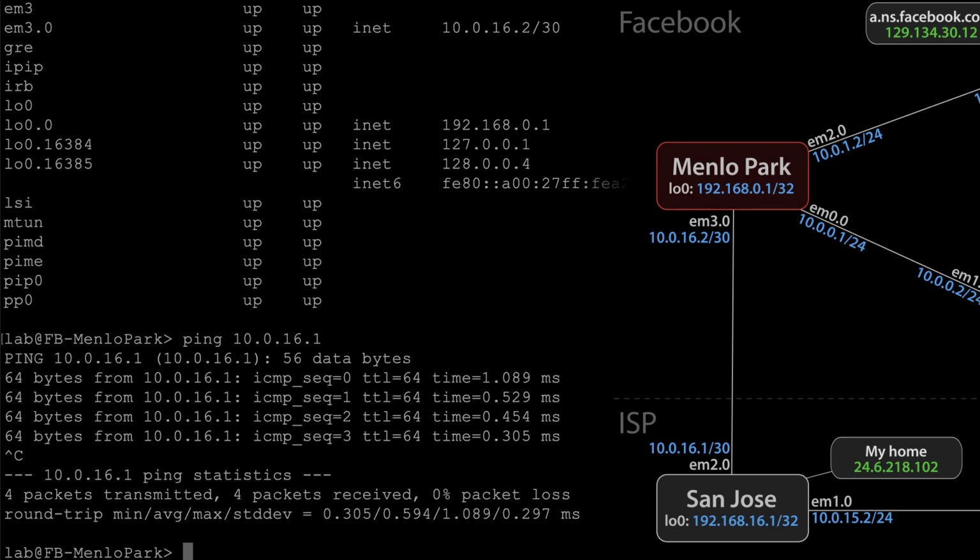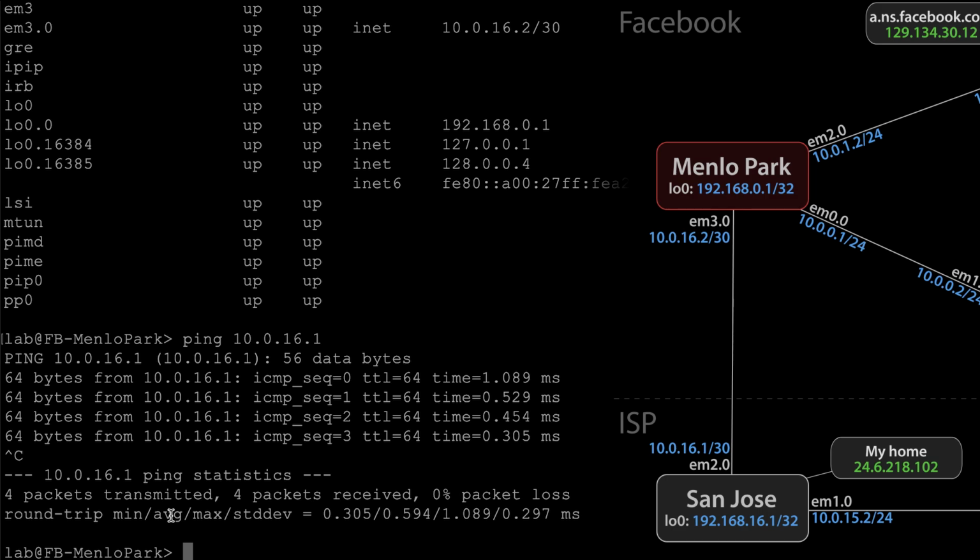But what's missing is that Facebook doesn't know what traffic it should send to the ISP, and the ISP doesn't know what traffic it should send to Facebook. So what we need to do is exchange routing information across this link that we just created. And the way that's done is using the Border Gateway Protocol, or BGP. With BGP, we set up a TCP connection between the routers to exchange routing information, and it keeps track of who owns what routes and what networks they've been advertised through.